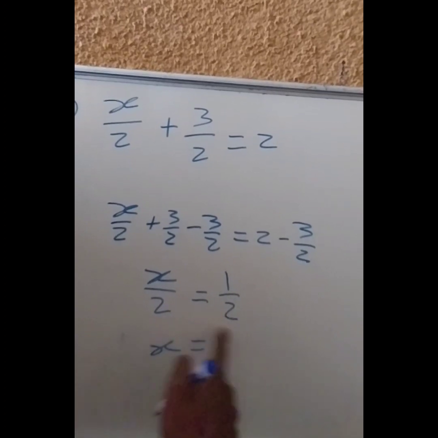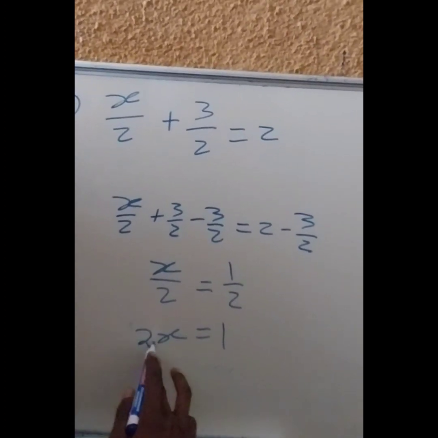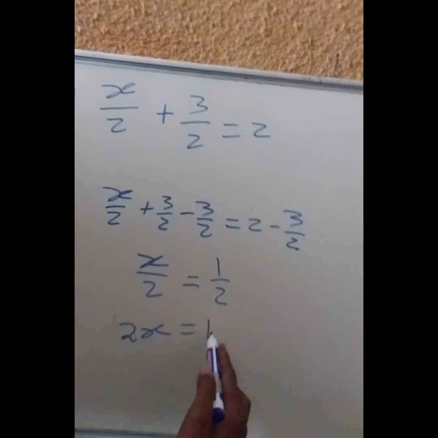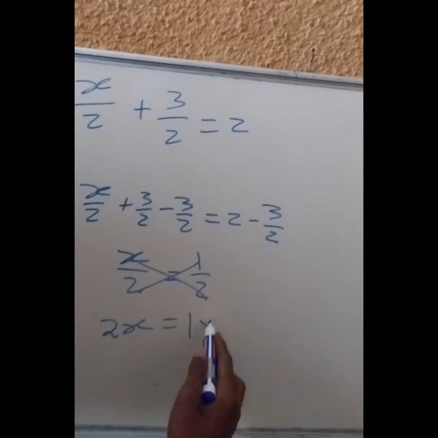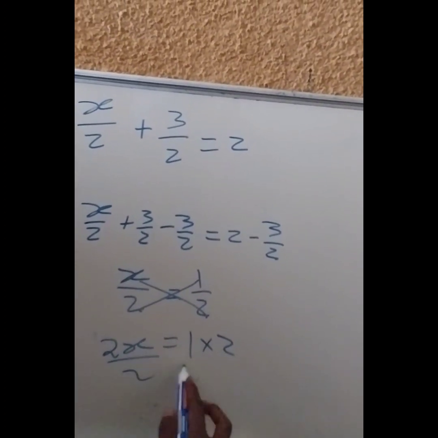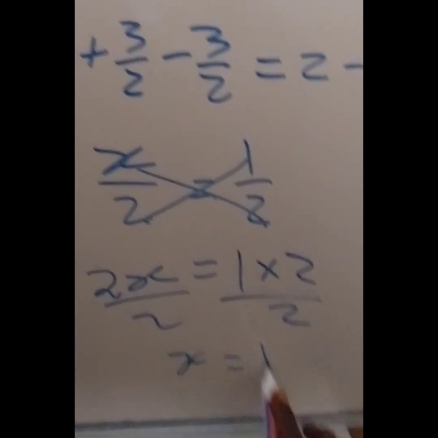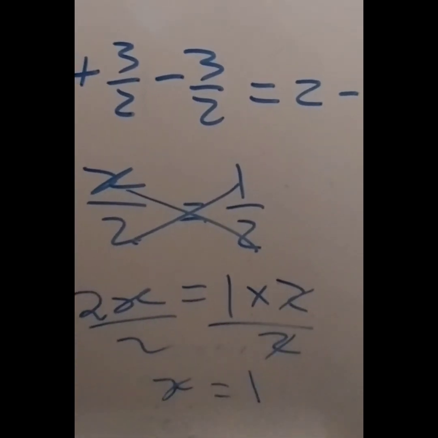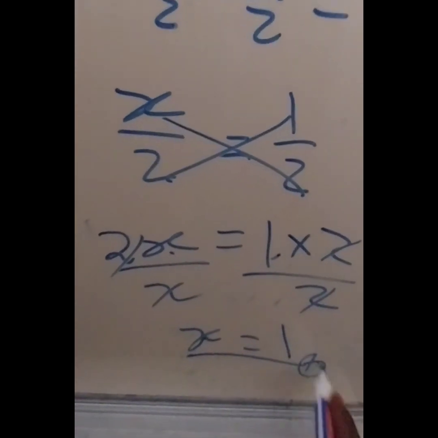Because the denominators are the same, or you can simply apply cross multiplication, where we're going to have 2 multiplied by X and 2 multiplied by X and 1 multiplied by 2. Therefore, you divide both sides by 2. Therefore, X is going to be equal to 1. 2 cancels 2 and 2 cancels 2. We are going to remain with X equals 1.